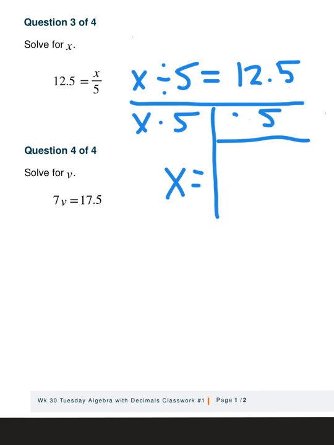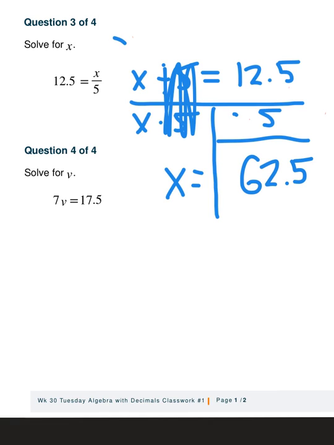62 and 5/10. So again, I basically used inverse operations. This was division, I just rewrote it, and used multiplication to cancel these out and get the x by itself, and then 12 and 5/10 times 5, and I end up getting 62 and 5/10 as my answer in solving for x. So that's the answer to this problem up here, and that's the multiplication property of equality using decimals.